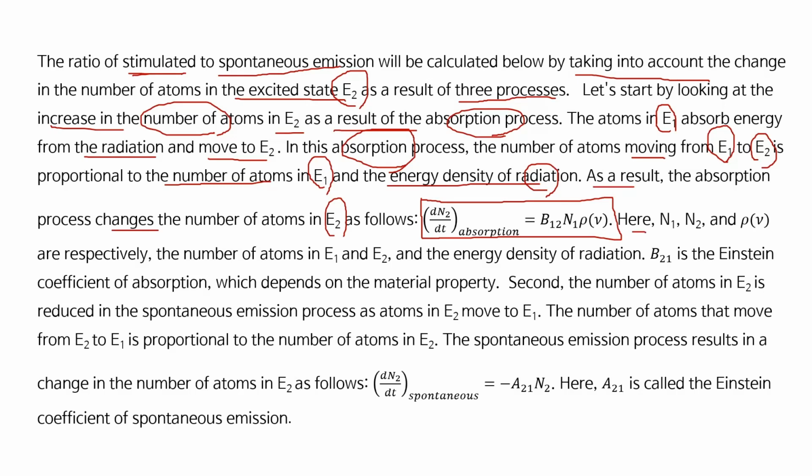Here, N1, N2, and ρ(ν) are respectively the number of atoms in E1 and E2 and the energy density of radiation. The proportionality constant B12 is the Einstein coefficient of absorption, which depends on the material property.